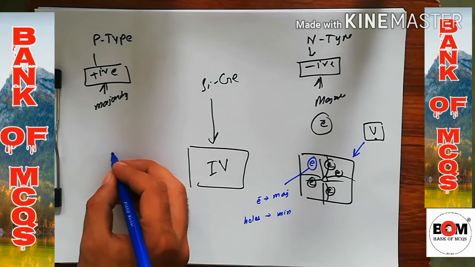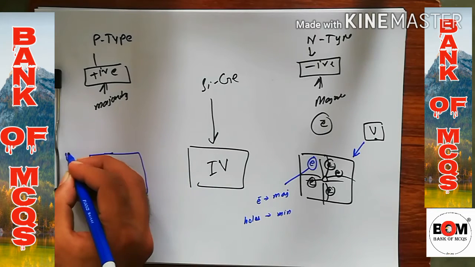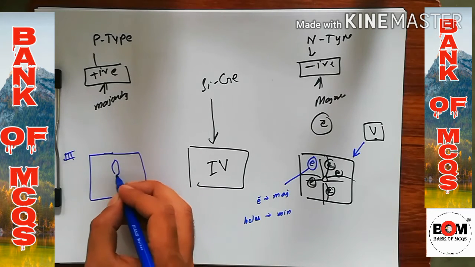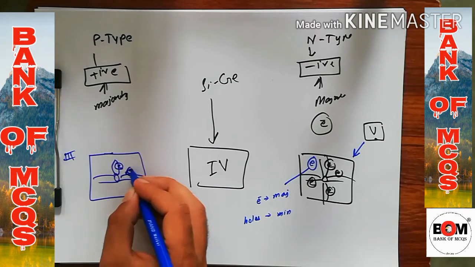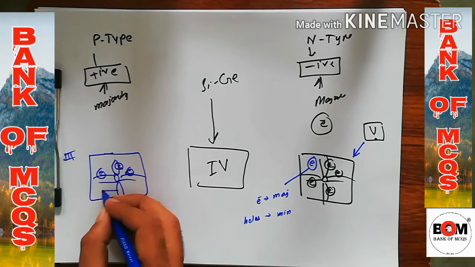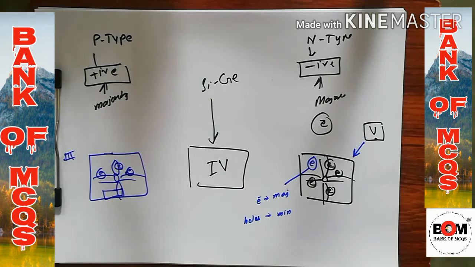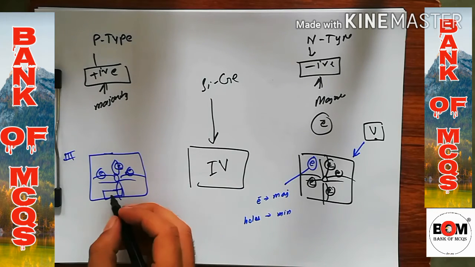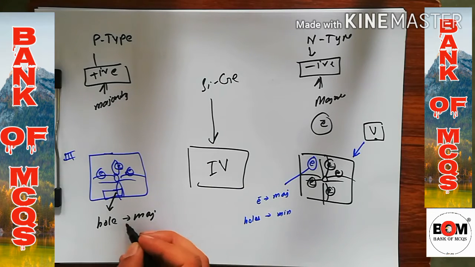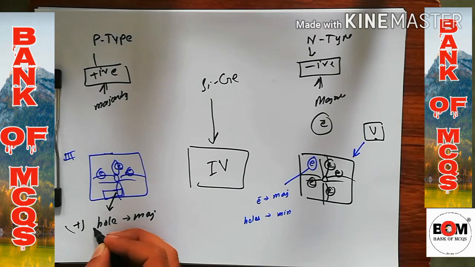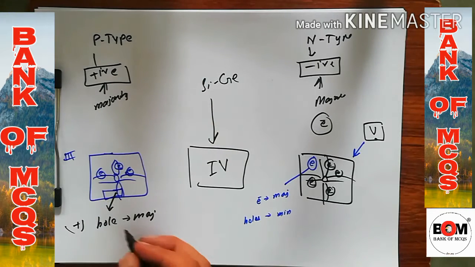If we replace the fourth group atom by a period 3 atom, then what happens? 3 electrons will fulfill its place while the fourth one will be left empty. So a hole will be created, and hence we say that holes are in majority. Holes are positive charge, so we call it P type. In this case, negative charges or electrons are in minority.